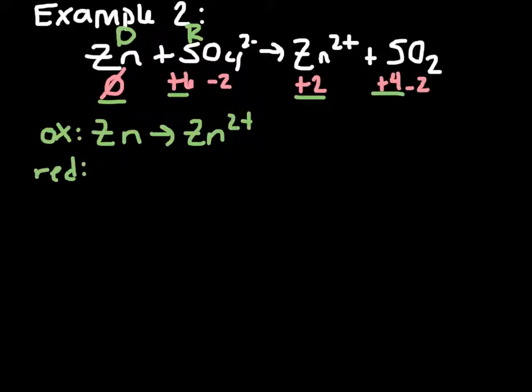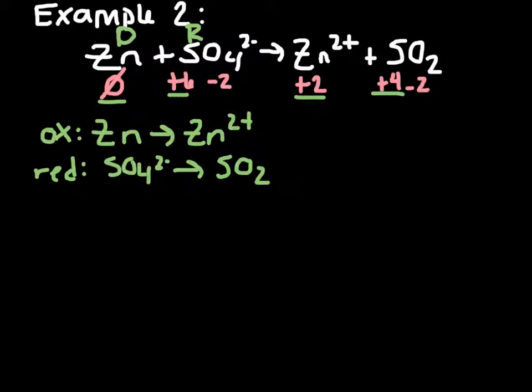Our redox reaction goes from SO4 2- to SO2. Because we're going to balance the oxygens in just a minute, we're just balancing the sulfur. It is a 1-to-1 ratio. We are good to go to the next step.